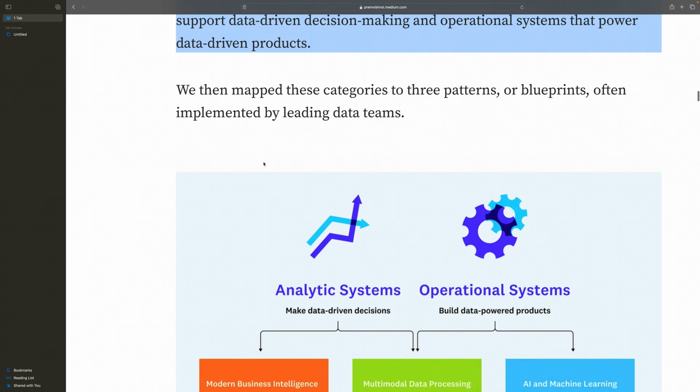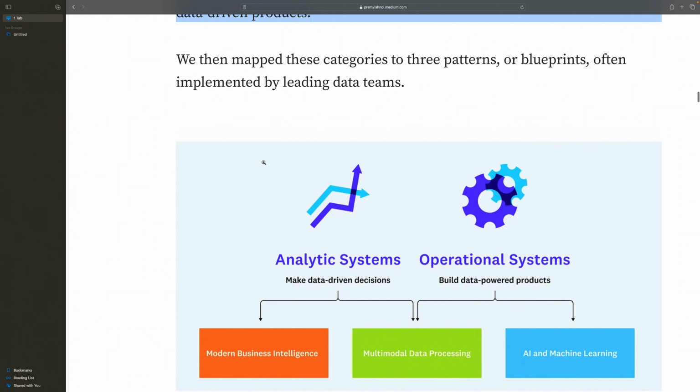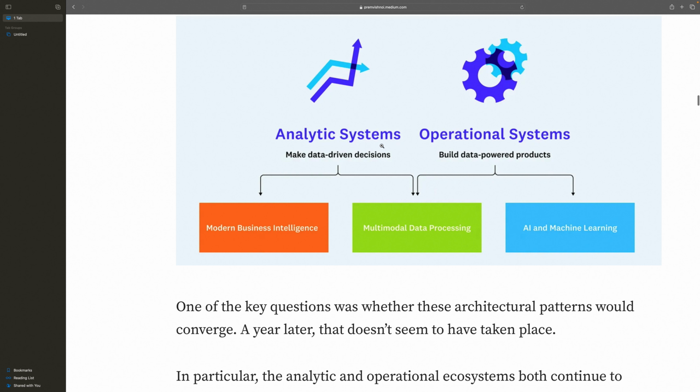Then we map categories and then three patterns and blueprints. So we are going to talk about analytical systems and operational systems. Analytical systems are used to make data-driven decisions and build data-powered products.